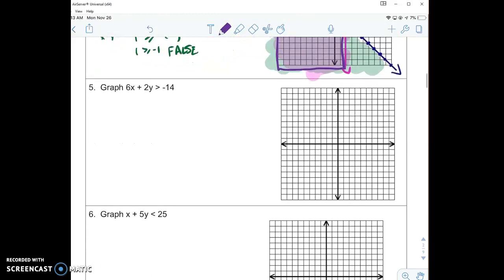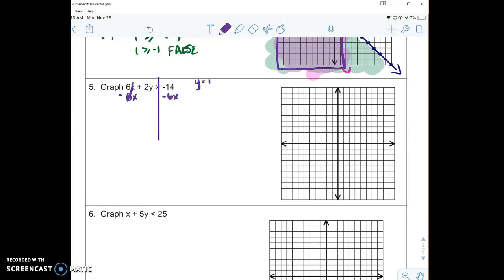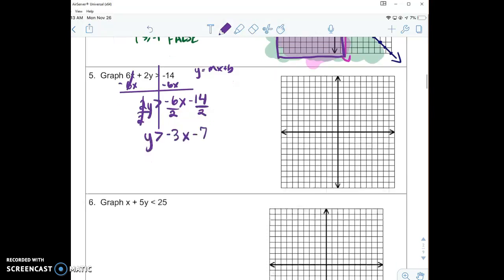Number 5, graph 6x plus 2y is greater than negative 14. I'm going to get this into y equals mx plus b format. So I'm going to start by subtracting 6x from both sides. And I now have 2y is greater than negative 6x minus 14. Next I need to divide by 2, but when I divide, I need to divide everything by 2. Negative 6 divided by 2 is negative 3. Negative 14 divided by 2 is negative 7. So my y-intercept is negative 7. And my slope is negative 3 over 1, so down 3 and over 1.